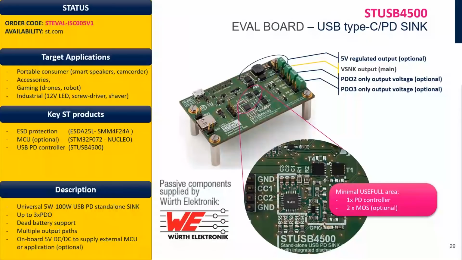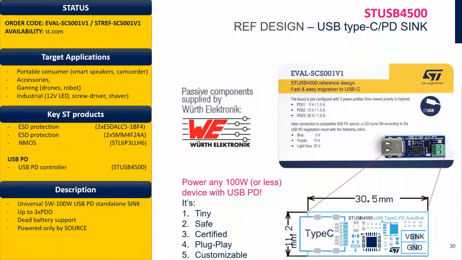A full feature evaluation board is available for convenient hardware and optional software prototyping. So with this board, you can access the main power path, but also discriminate the power path, the power profile. A small footprint dongle is also available. All USB-C connectors and passive components, of course, are coming from Würth. This is a key point because the certification works for the IC, but also for the connectors. So the full chain has to be certified.